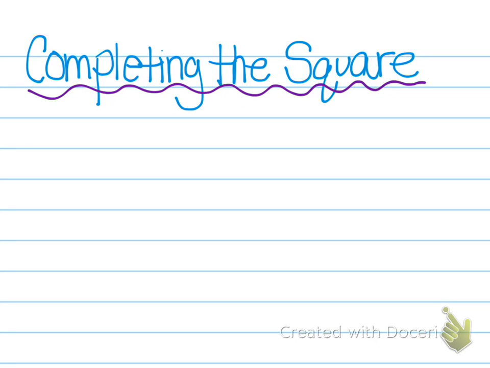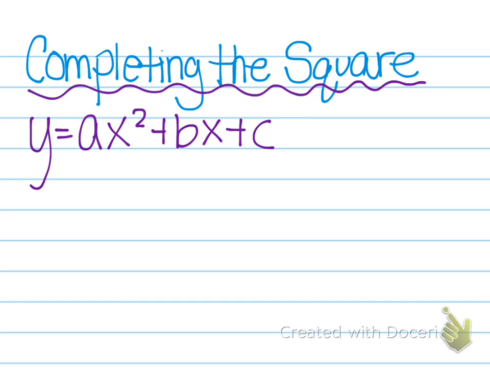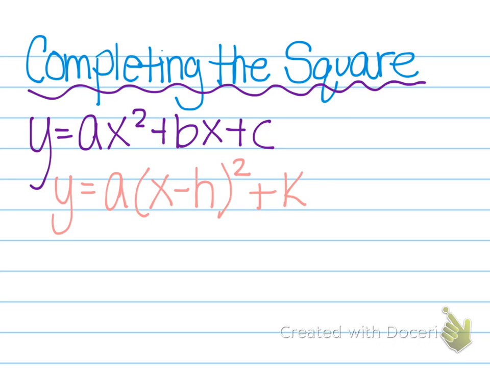The purpose of completing the square is to take a quadratic in standard form, which is y equals ax squared plus bx plus c, and write it in vertex form, which we know is y equals a times (x minus h) quantity squared plus k. To do that, we need to know how to complete the square.